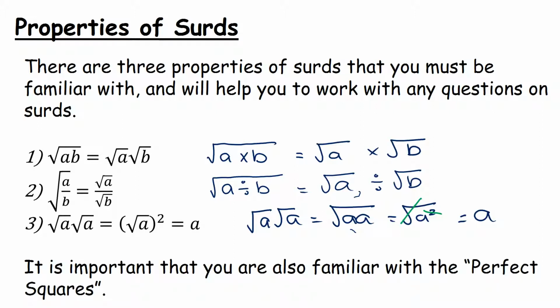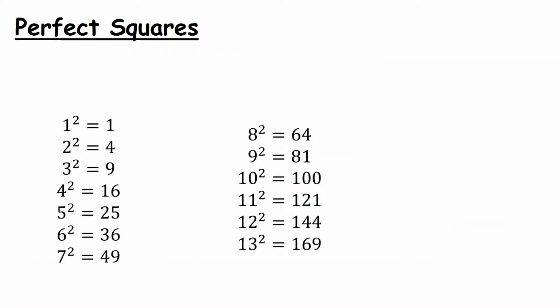It's also important that you're familiar with the perfect squares. We would have talked about this when we did our factorization, specifically the difference of two squares. It's also quite important to know when you're talking about squares, we will talk about completing the square in different areas, but what we're talking about then with squares are these numbers here. So 1 is a perfect square, 4, 9, 16.